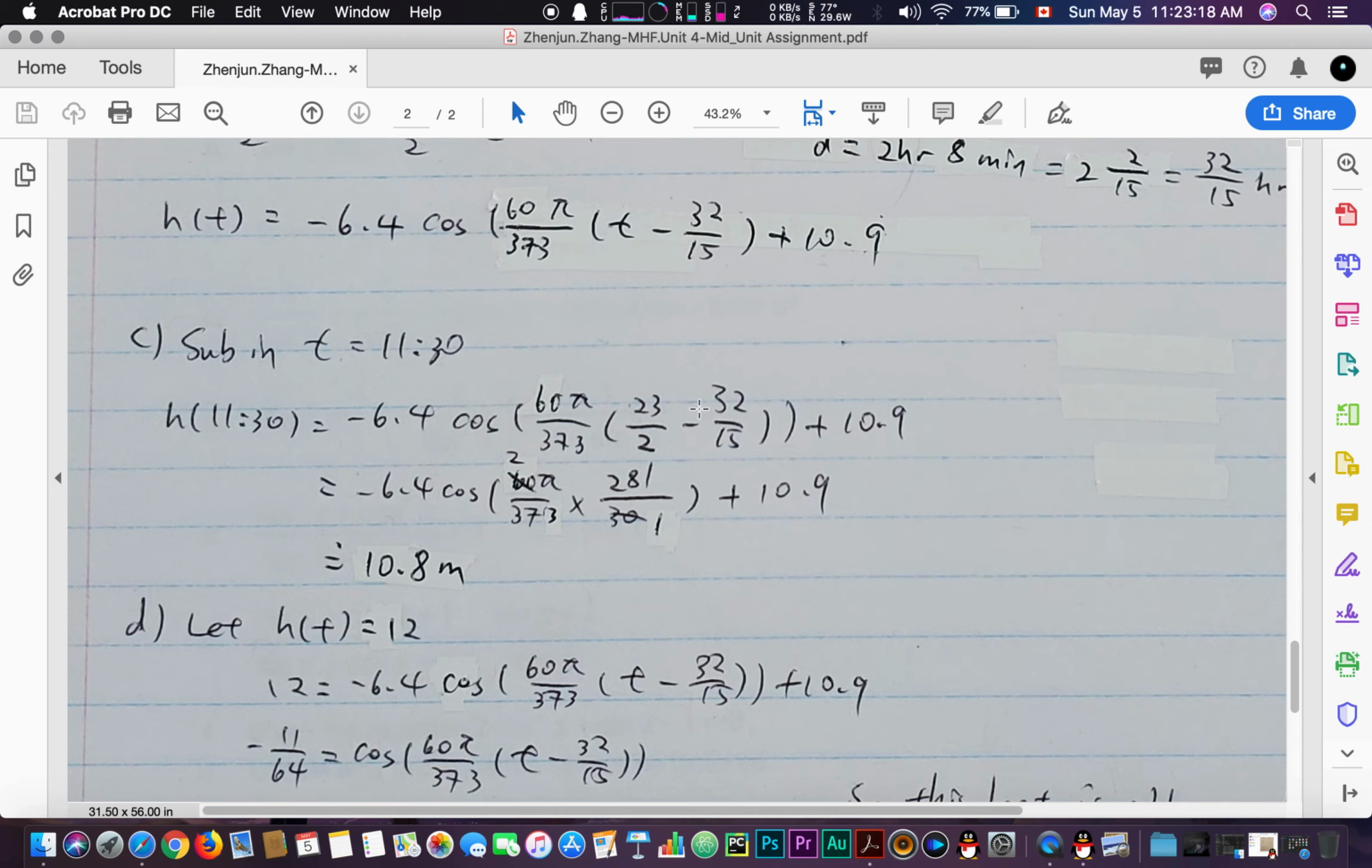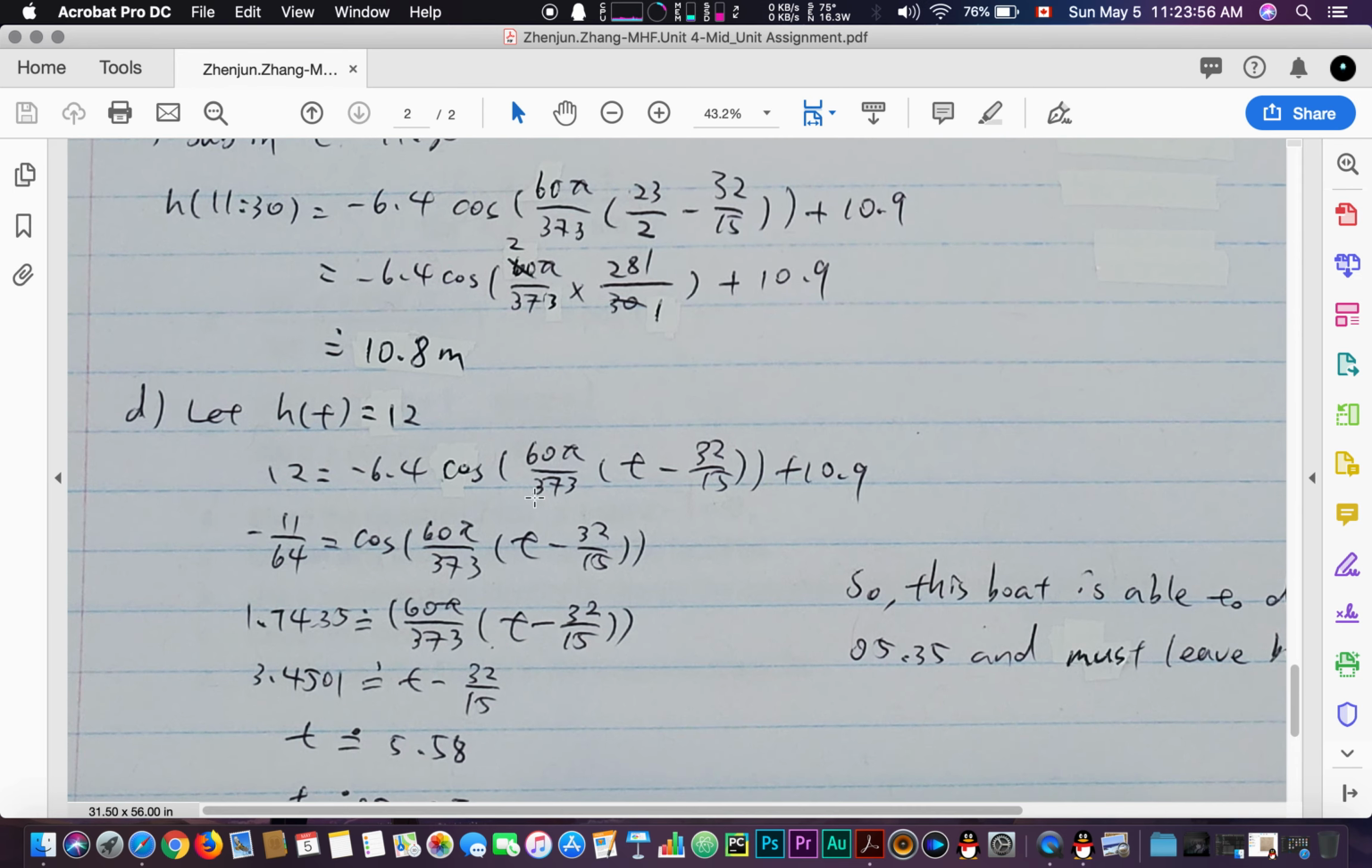So we do the thing here and then we multiply that. We will get negative 6.4 cosine 2 pi over 373 times 281 over 1. Then we plus 10.9. So we use that, we add that, because the left part will end up with negative 0.1 meter, and then we get 10.8 meters. So how about next?